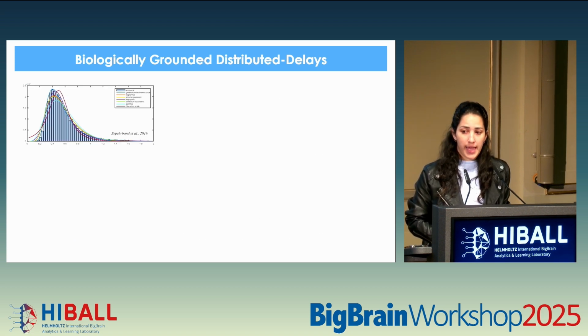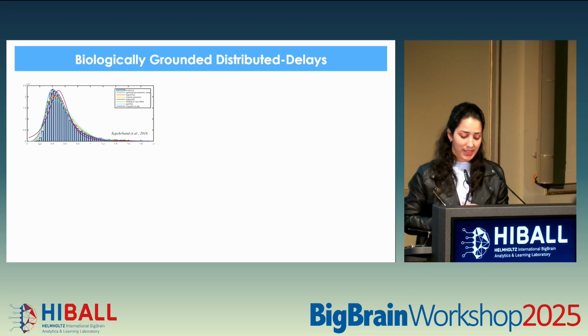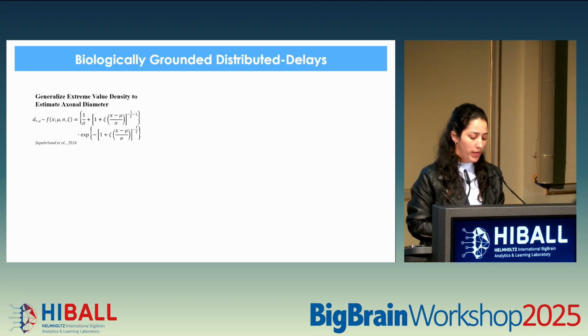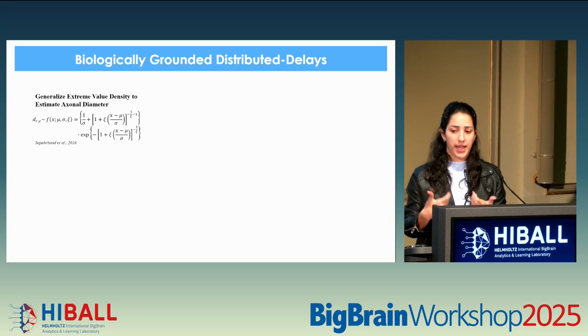So how did we extract all this biophysical information? We got these values from already published literature. We got the axonal diameter, and for that we used the generalized extreme value distribution, which was shown to be the best fit for axonal diameters.